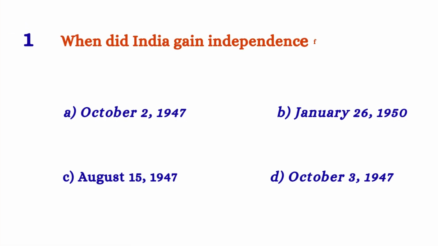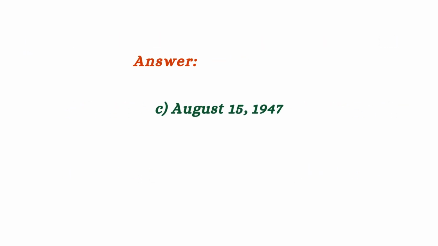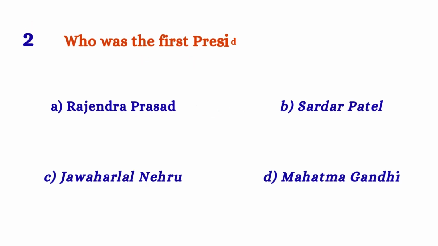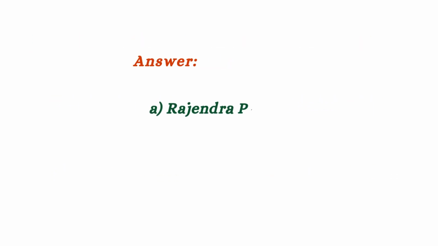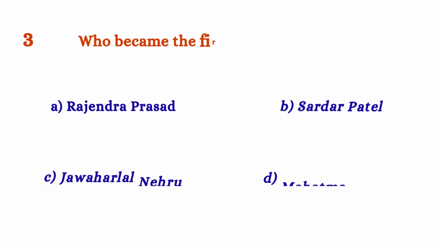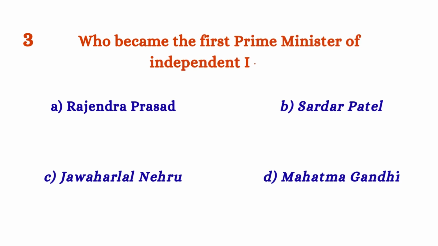When did India gain independence from British rule? August 15, 1947. Who was the first president of independent India? Rajendra Prasad. Who became the first Prime Minister of independent India? Jawaharlal Nehru.